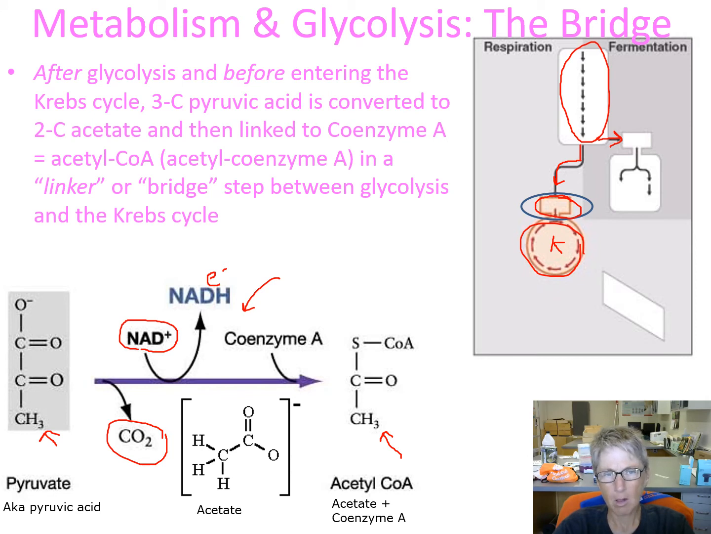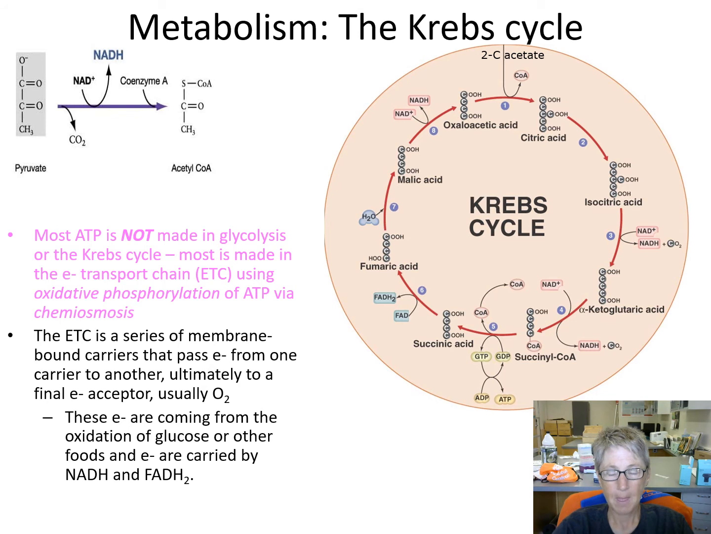So after glycolysis and before entering the Krebs cycle, so we're right here, this 3-carbon pyruvic acid is converted to a 2-carbon acetate. So check it out, just for fun. You don't have to know this for the test, but you had 3 carbons going in pyruvate. Here's one of those carbons, goes out as CO2, and then there's 2 carbons left. Okay, so that's the linker step. That'll be in the Krebs cycle.